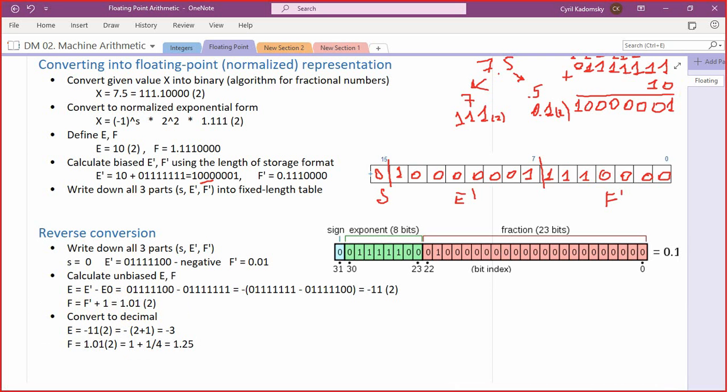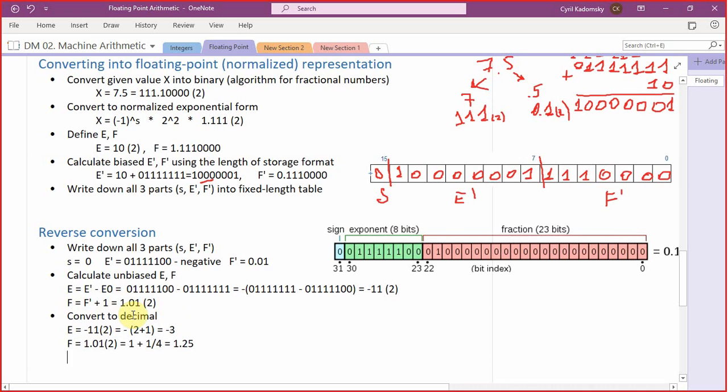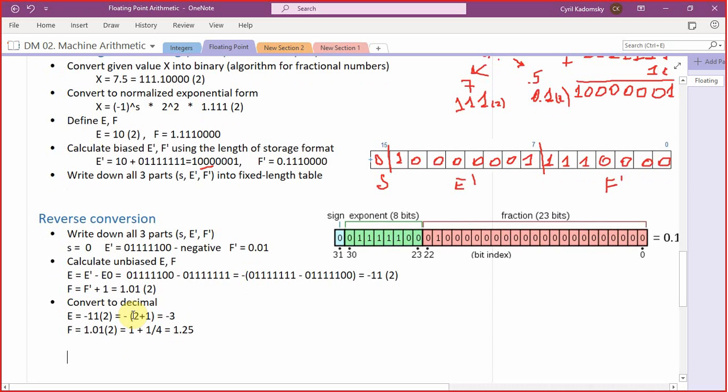Okay, next, or rather it would be a bit shorter if we just add one more step before.